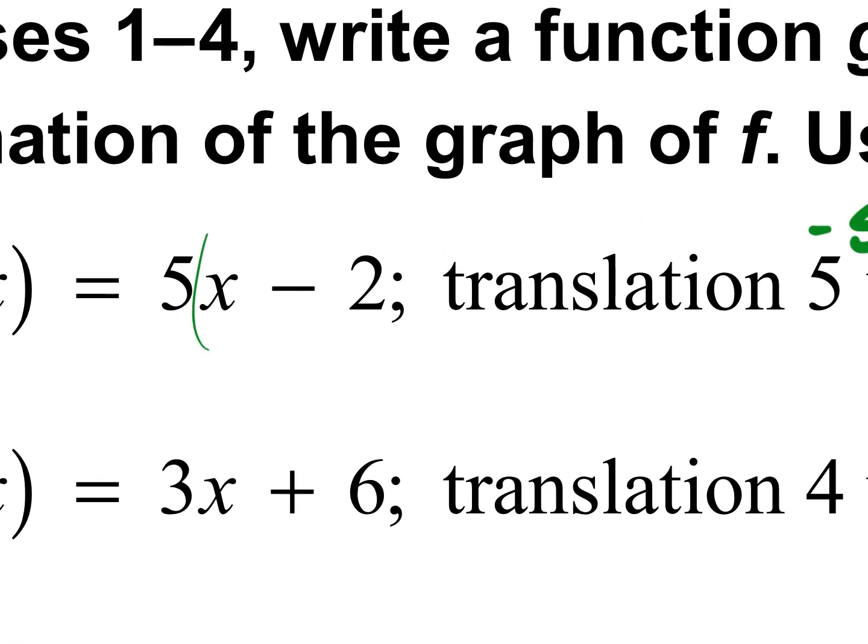So I'm going to take the x. I can put parentheses around it, and I'm subtracting 5. So this would be 5 times x minus 5 minus 2.